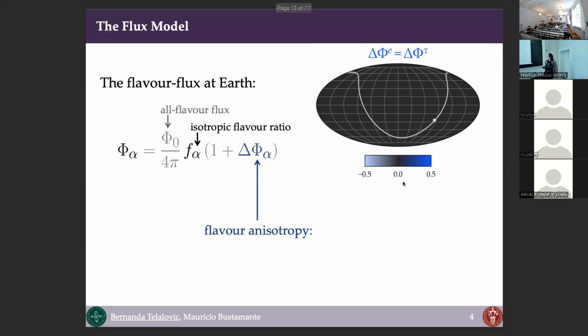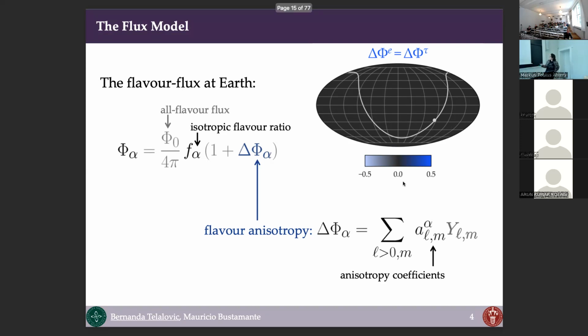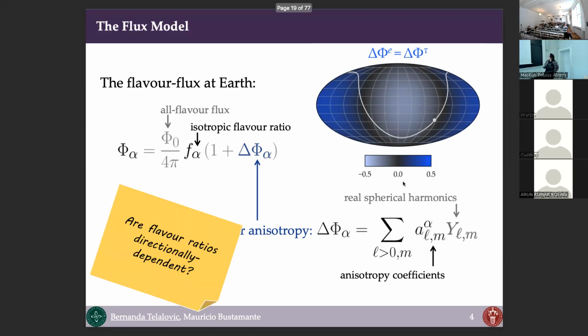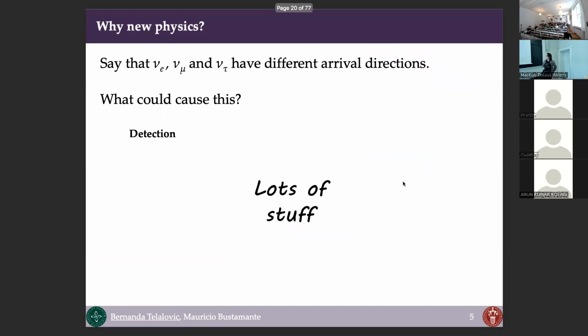But we can expand that term, and we can basically decompose it into spherical harmonics using some anisotropy coefficients that are flavor dependent, and then using the real valued spherical harmonics as a basis. And with this, we can capture any anisotropy that we can see in the flavor structure. Using this, we fit it to the IceCube data to recover the flavor fluxes. And we can then ask the question of, are flavor ratios directionally dependent?